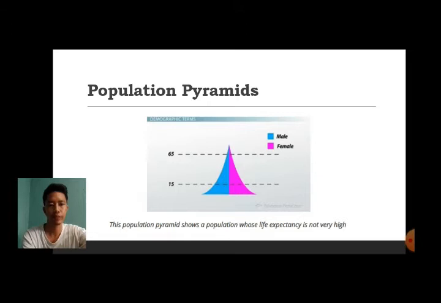In this diagram, we have the number of males on the left in blue and the number of females on the right in pink. The overall shape of the population looks like an upside down ice cream cone. We can see from this that the age composition of the population is much larger at younger ages than older ages. The number of females and males is about the same. The life expectancy is not very high as there are few older people in the population.